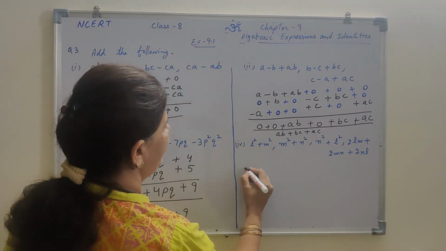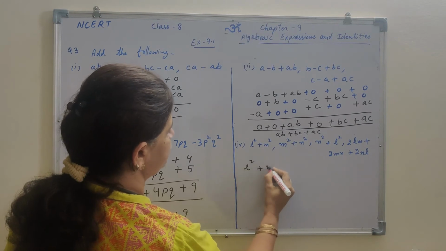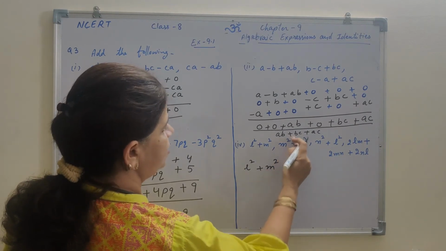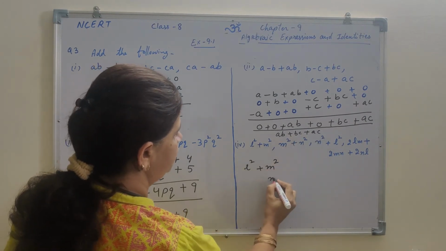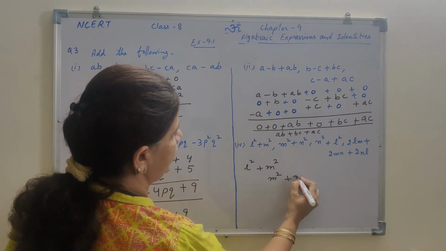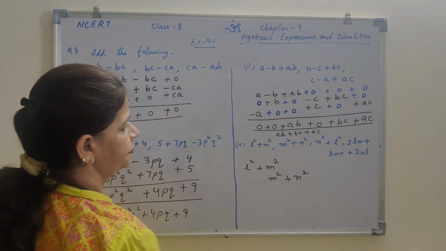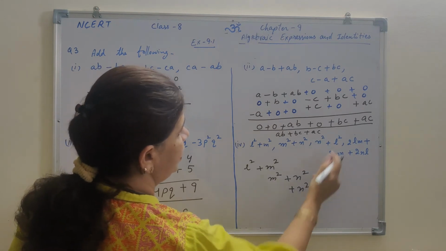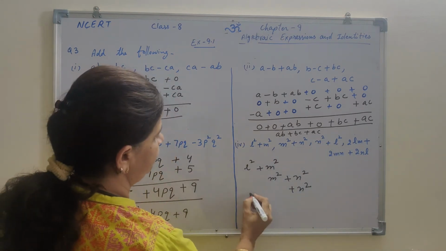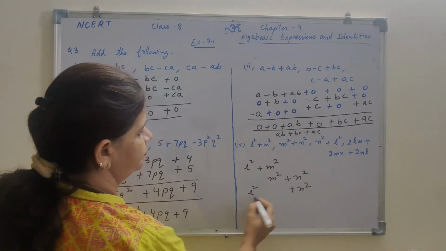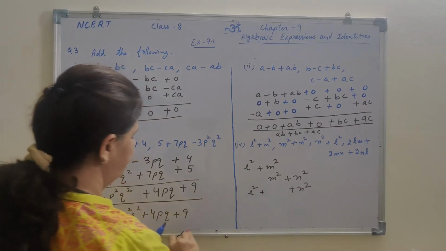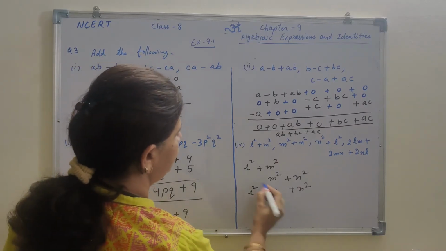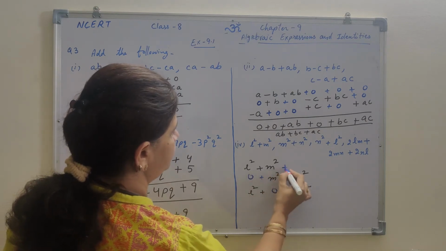We have L square plus m square. Next is m square plus n square. So m square will come below m square, and n square will come separately. Then n square plus L square: n square will come here, and L square, which we already have, will come below L square. At the remaining places, as I said earlier, you can place 0.